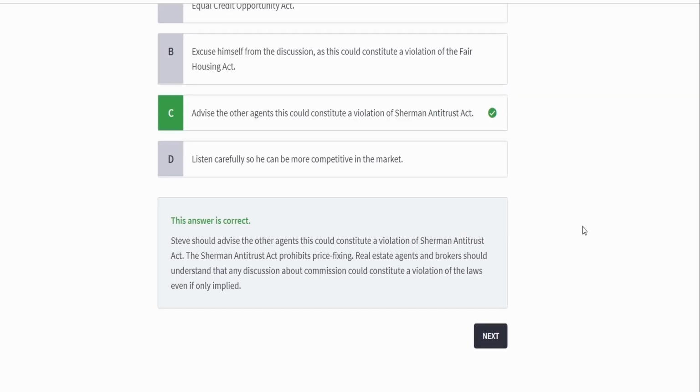Secondly, Steve should do this because, again, oh, and there my cat just left. Excuse that noise right there. But again, the Sherman Antitrust Act, he should be doing this. Okay, sorry, I lost my train of thought.